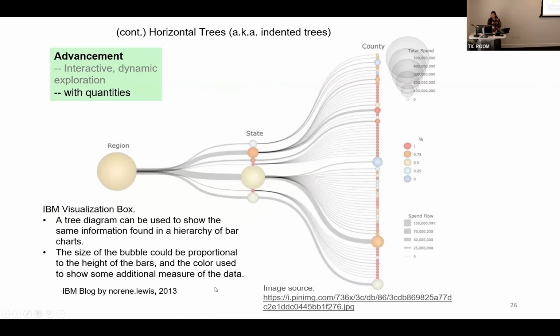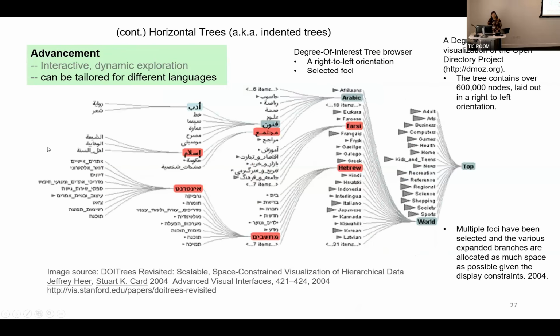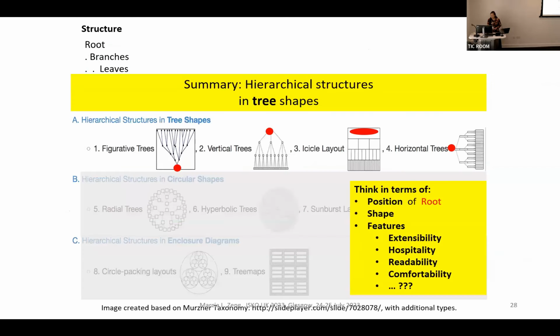The horizontal trees can also use different colors and can have quantities involved. How about this one? It's great. And not only can I show the original, I can address Arabic, and show it the way they read. It can be tailored for different languages. So those are the horizontal trees.